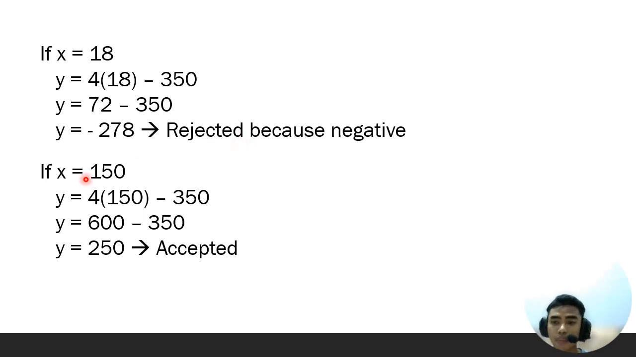So like you guys can see below here, if x equals 150, substitute into the y equation. Y equals 4 times 150 minus 350. So it's going to be 600 minus 350, which is 250, which is positive. So the length is positive. It's kind of logical, right? So it is accepted in a logical way.